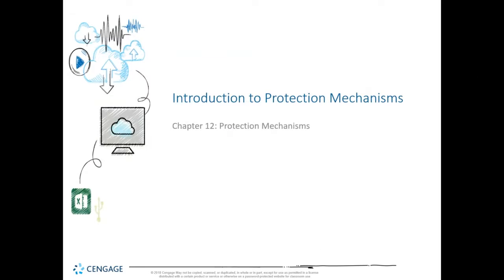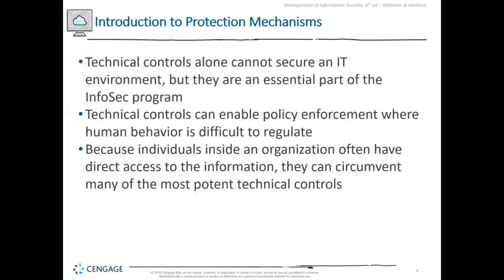First, we'll look at the introduction to protection mechanisms. And keep in mind a couple things with this. Technical controls alone cannot secure an IT environment, but they are an essential part of the InfoSec program. They can be used to enable policy enforcement where human behavior would be difficult to regulate. Now, keep in mind, though, that because individuals inside an organization often have direct access to that information, they can circumvent many of the most potent technical controls.